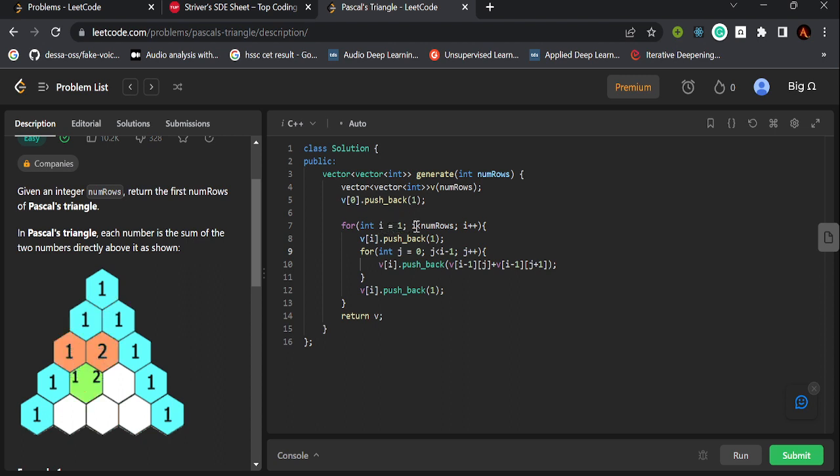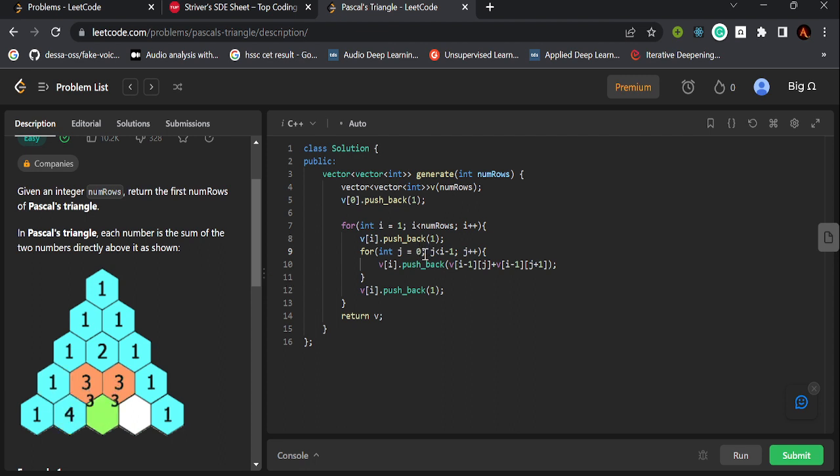rows, from i equal to 1 till the number of rows is reached, we have to do the following. For example, for the second row, we will have to push 1 initially, and at the end we also have to push 1. So in this second row vector, I have pushed the 1, and in between some code is written, and at last I have pushed 1 in it. In between, for example in the third row, we have to do the sum of the two elements above in the previous row.